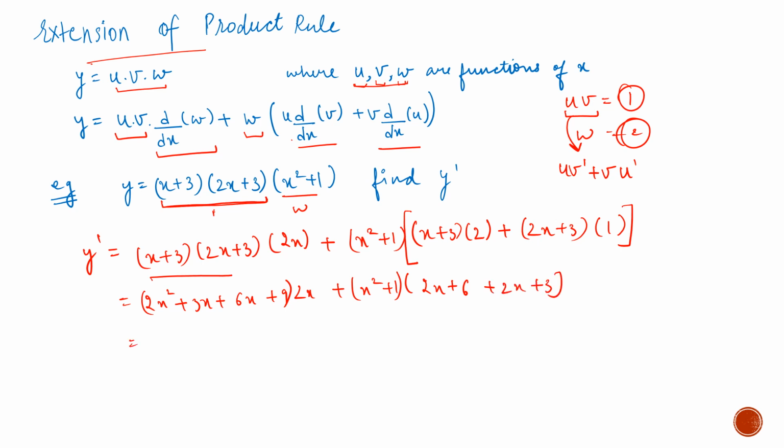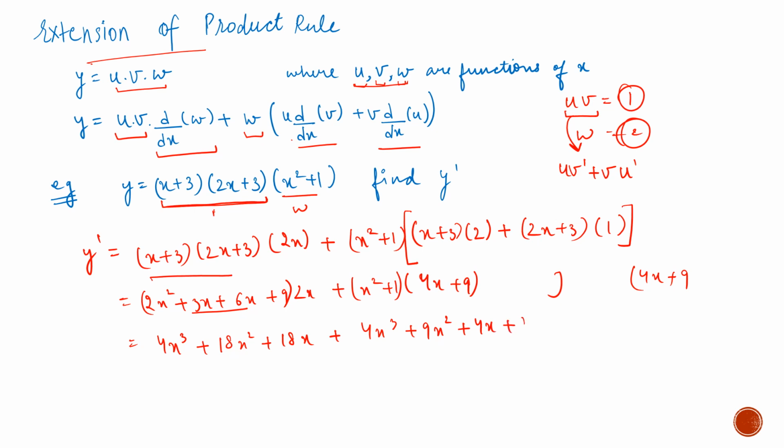Again opening it, like simplifying it, we have 4x cube now plus 6x square, rather we can add it, that is 9x, so 9 2s are 18x square plus again 9 2s are 18x, plus now we can add these two, which is 2x plus 2x is 4x plus 6 plus 3 is 9, so we can have this instead of whole of this, so we can have 4x plus 9. Multiplying this, we have 4x cube plus 9x square plus 4x plus 9.